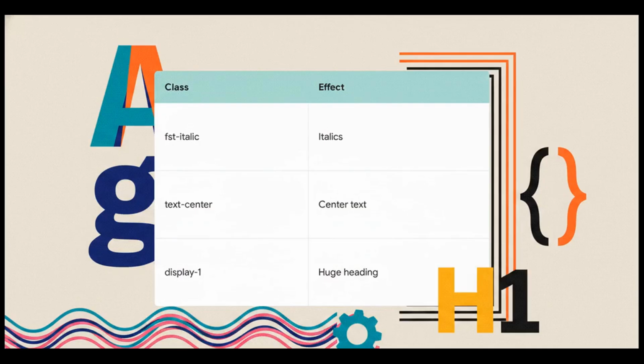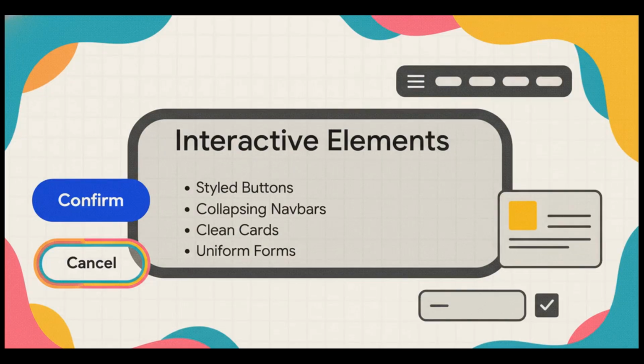And let's move to the text. Styling typography is just as effortless as the spacing and colors. You want italics? Just use fst-italic. Center alignment? text-center. You can even automatically transform text to uppercase with text-uppercase, or create these massive, gorgeous headings just by throwing on the display-1 class. No sweating over font weights and sizes. It's just done.